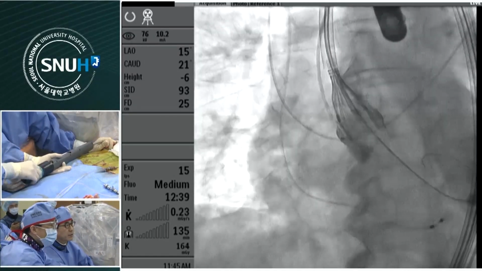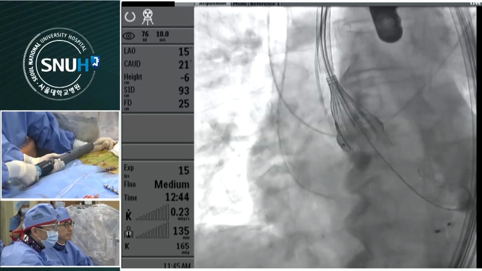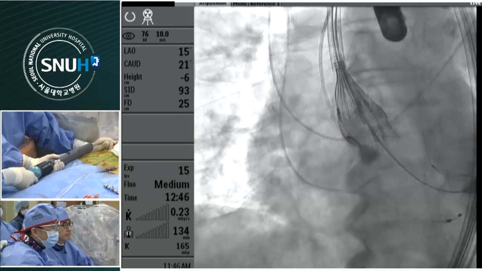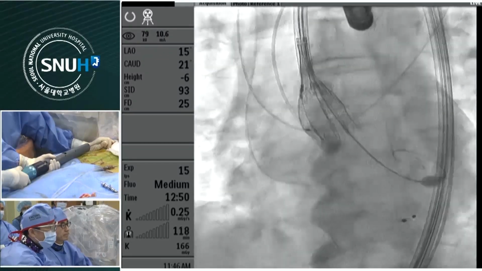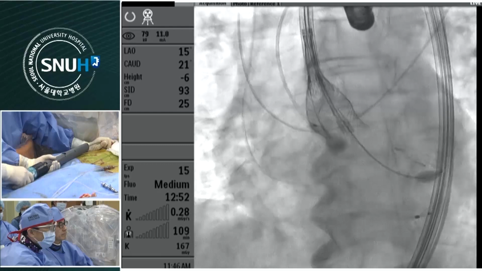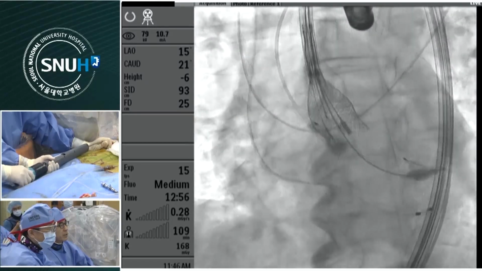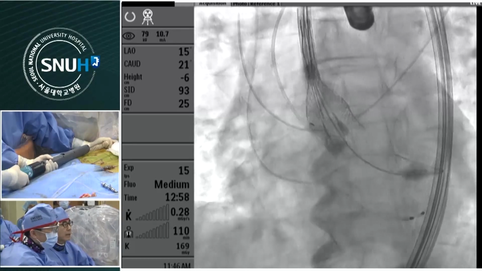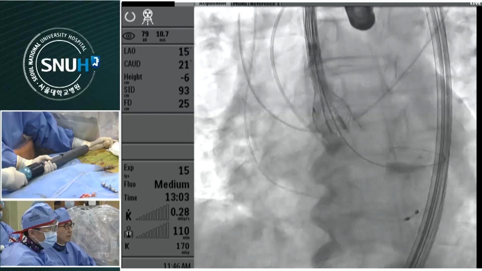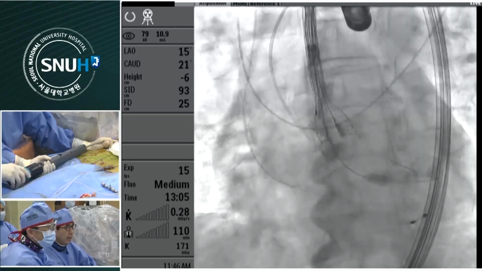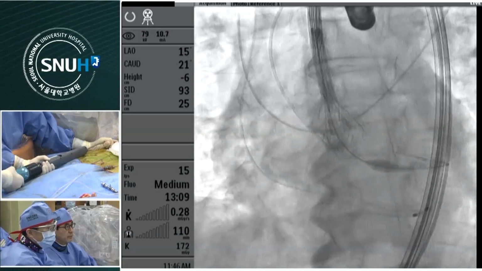Okay, slowly recapture. Very good. Show us the hemodynamic status. To implant as high as possible. Okay. This is a very good demonstration for reshaping the lotus valve. Recapture the system and readjust.